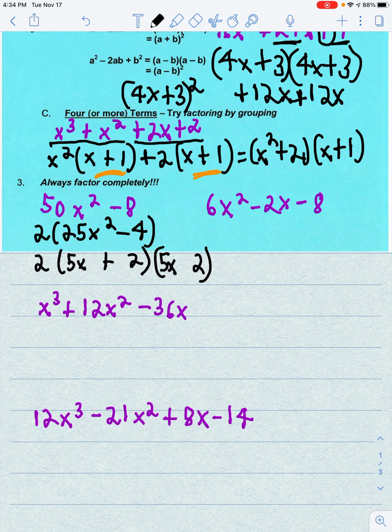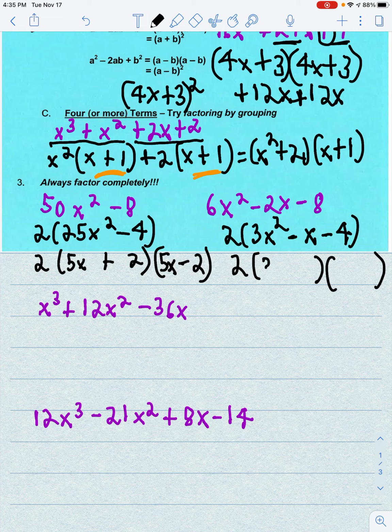The next one, 6x squared minus 2x minus 8. It appears that there is a common factor of 2. When I pull it out, that would leave me with 3x squared minus x minus 4. I can't stop there because I have to check to see if it's possible to factor the trinomial by reverse FOIL. So if it's going to work, it would have to be 3x and x in the first slots to give me a product of x squared.